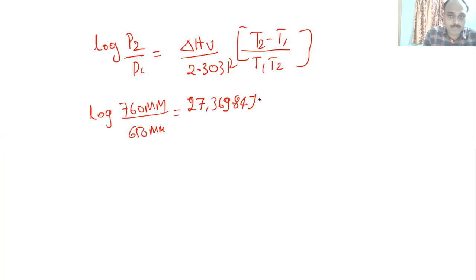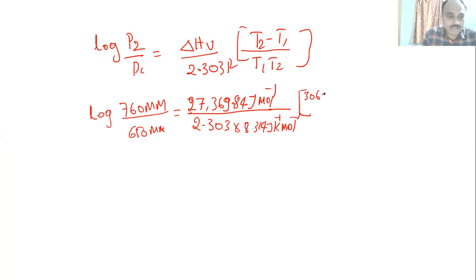27,316.84 joule per mole divided by 2.303 into 8.314 joule per Kelvin per mole units, right? Into T2, 306.5 Kelvin minus T1, I don't know this, then 306.5 into T1 because T1 is unknown. Now you can solve all this.